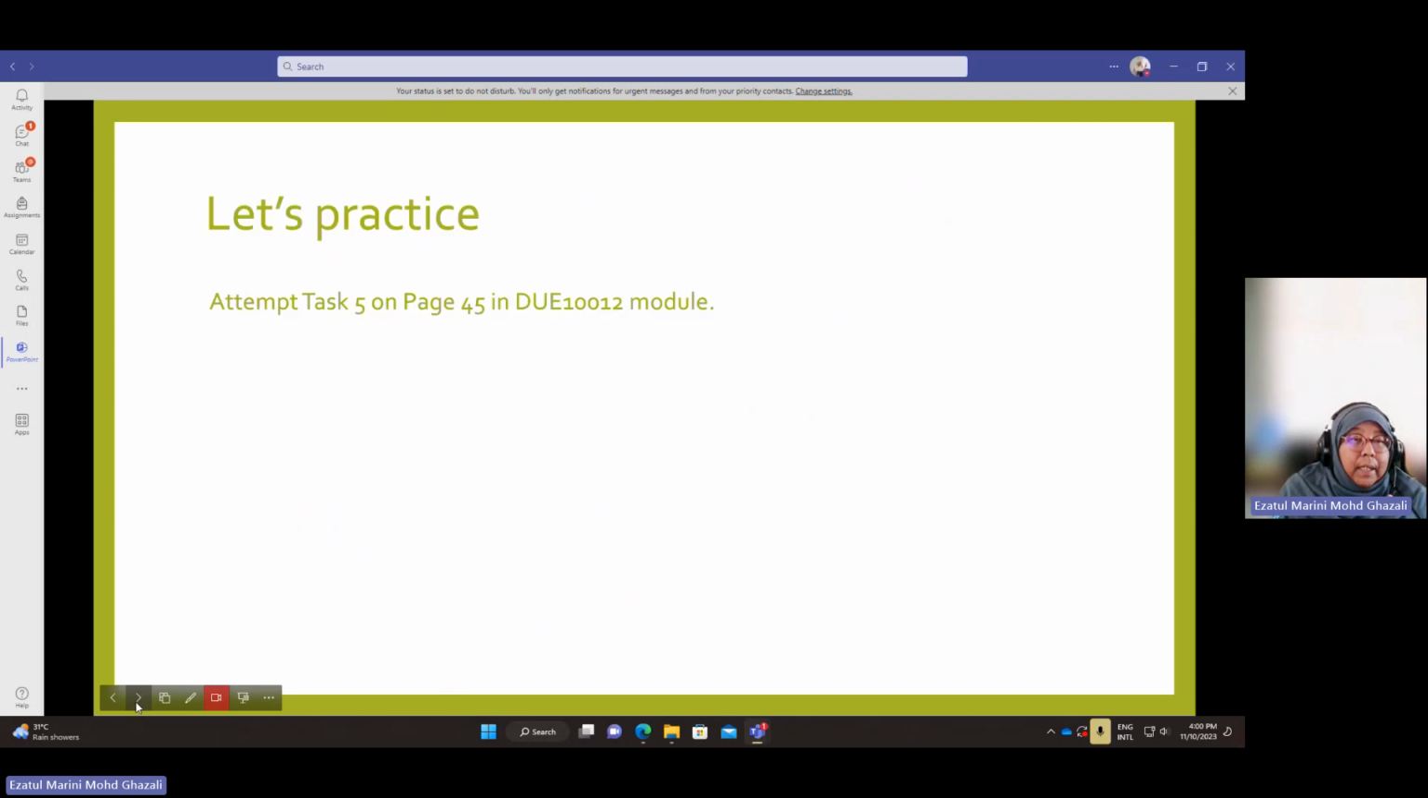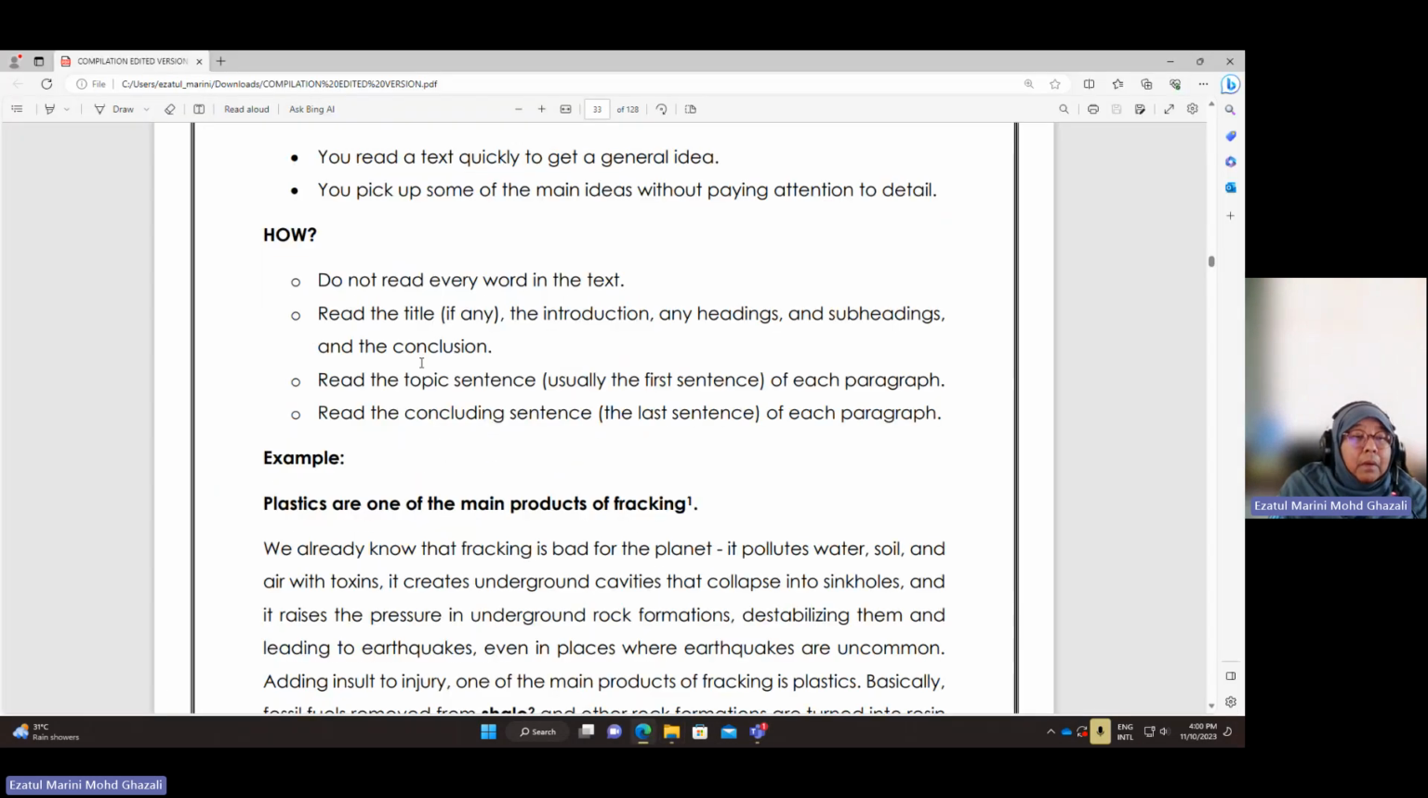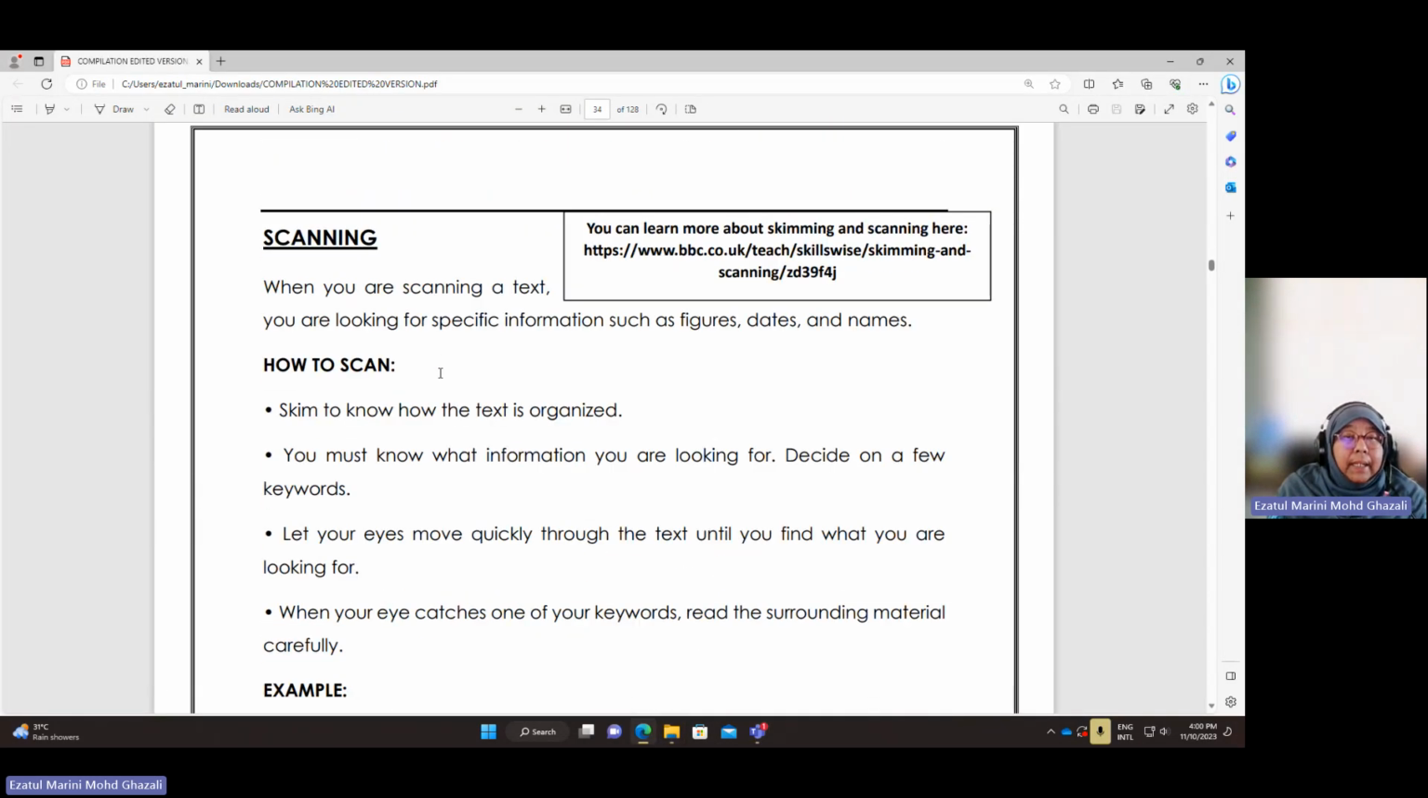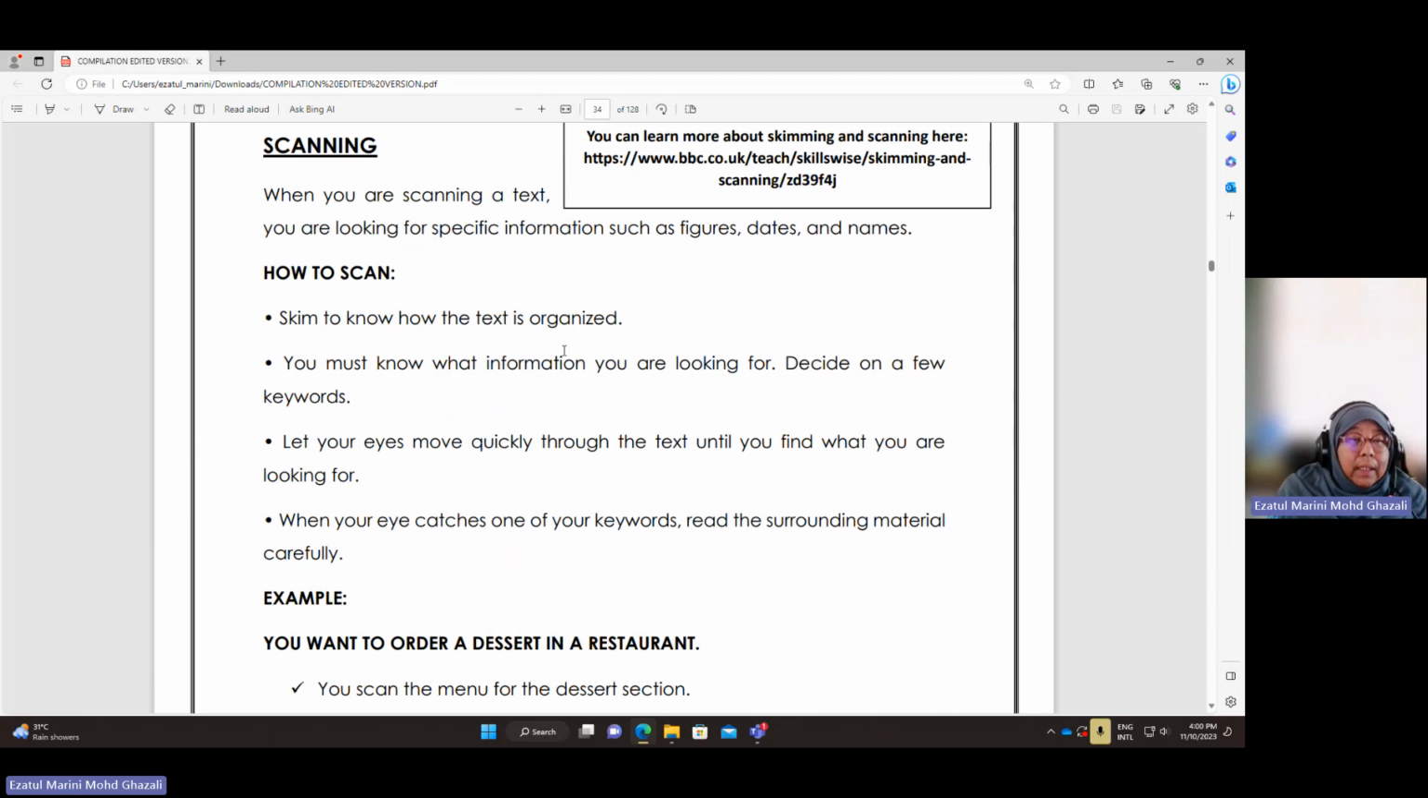All right, next. Let's have a look at your module again. Let's look at scanning. When you are scanning a text, you are looking for specific information such as figures, dates, and names. Again, with skimming we want to look for the main idea; with scanning, you want to look for specific information. All right. How to scan? Skim to know how the text is organized.